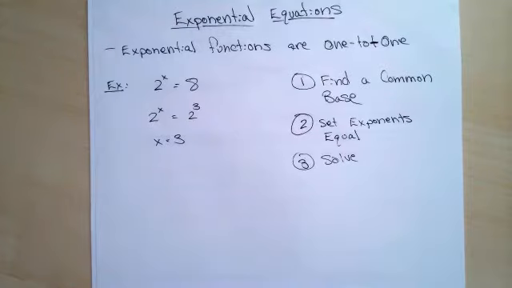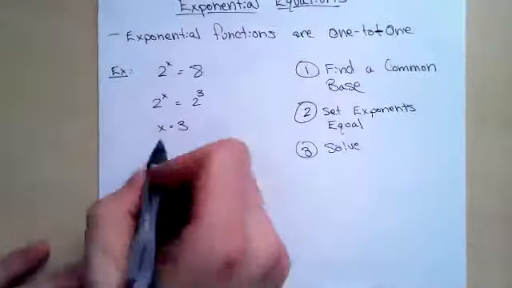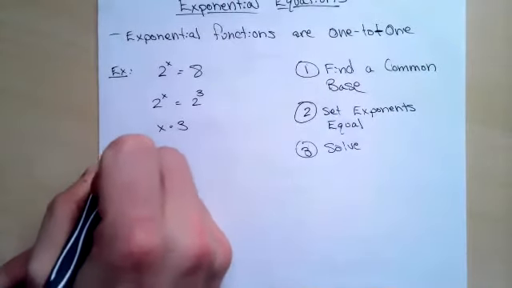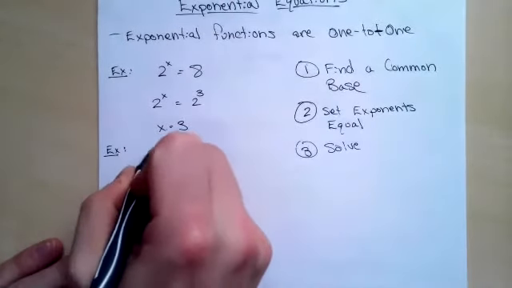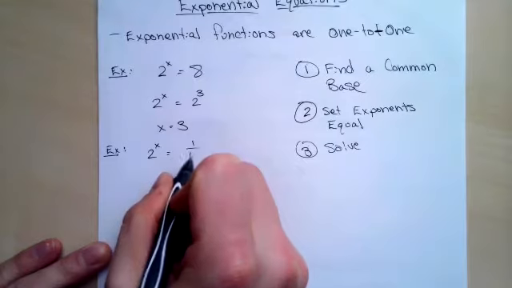And so let's do some more examples and just get progressively harder, but most of these I think should be pretty quick. So next example, let's say we have 2 to the x is equal to 1/16.